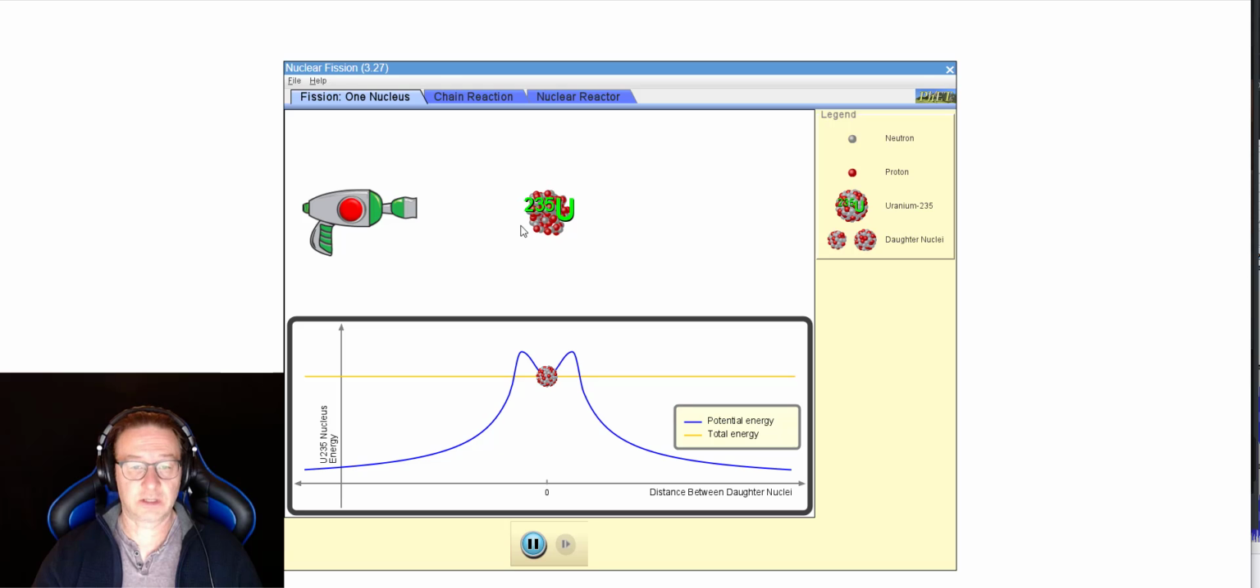The first question is, what can you do to make the nucleus unstable? Well, there's not too many things we can do on this particular screen, but one thing we can do is press this button. It fires a neutron, and what happens there? Let's try that again. Let's see if I can pause it.